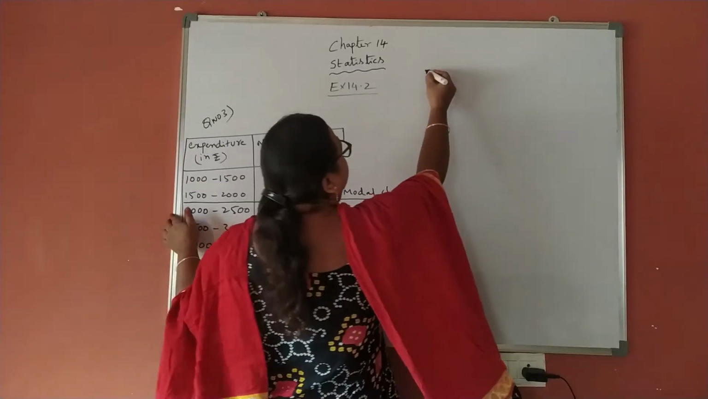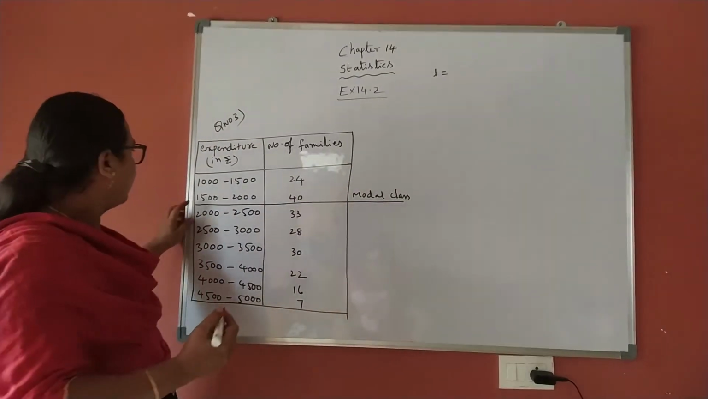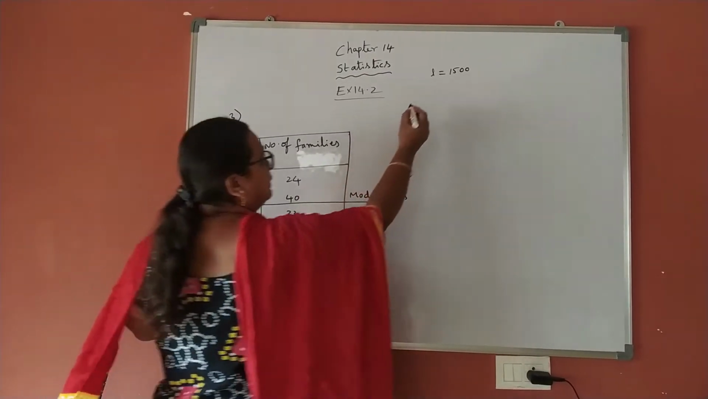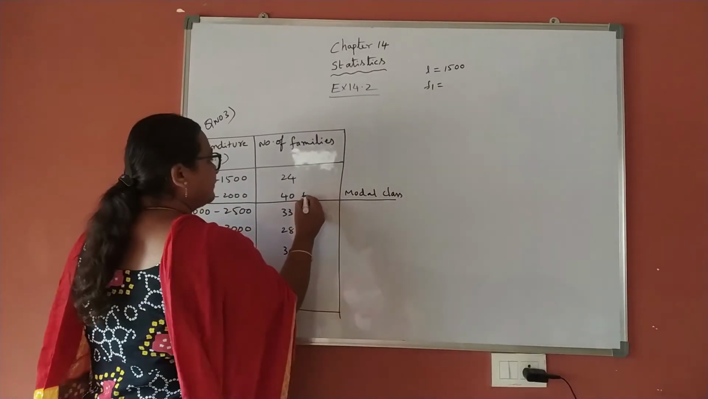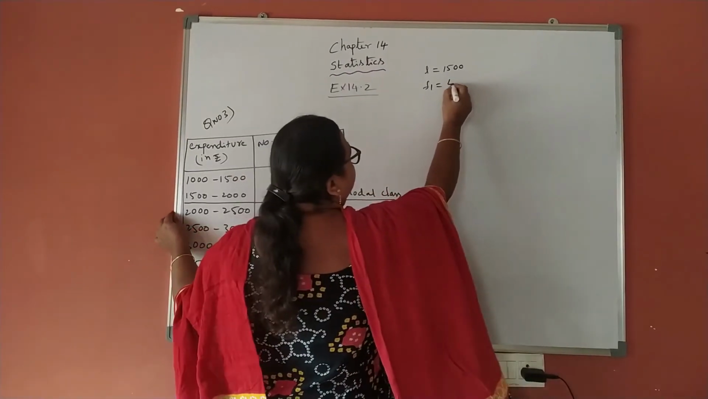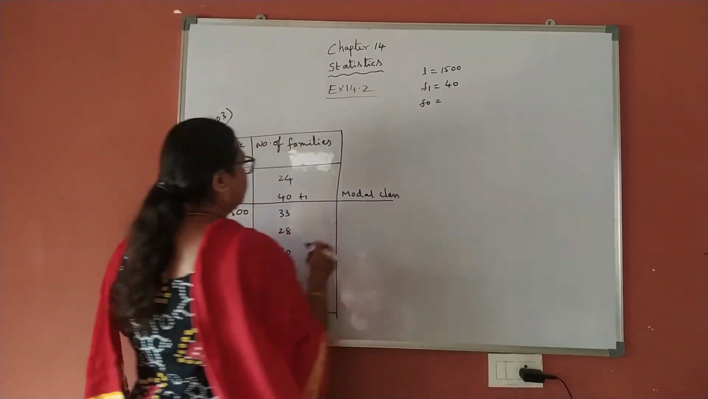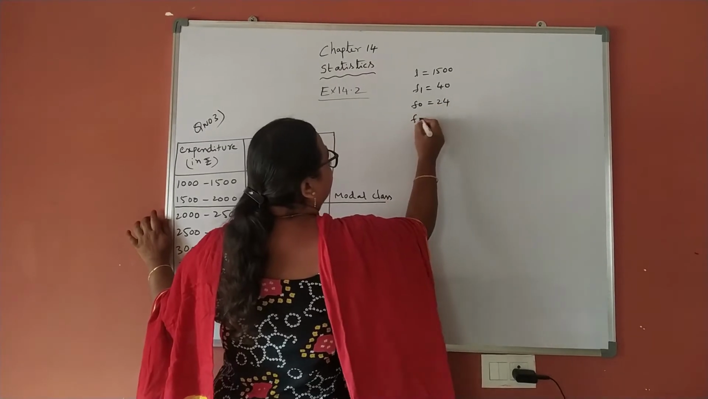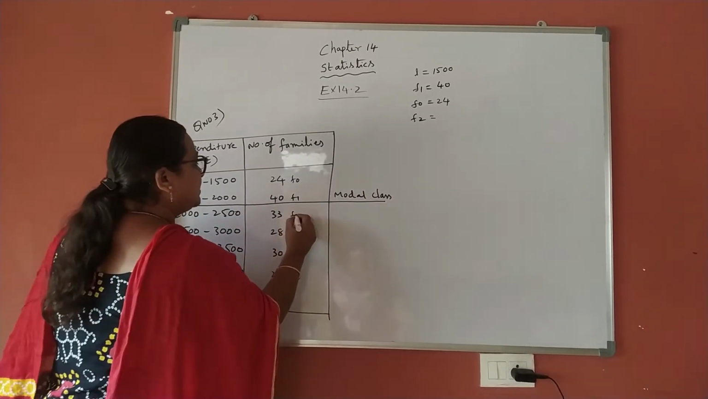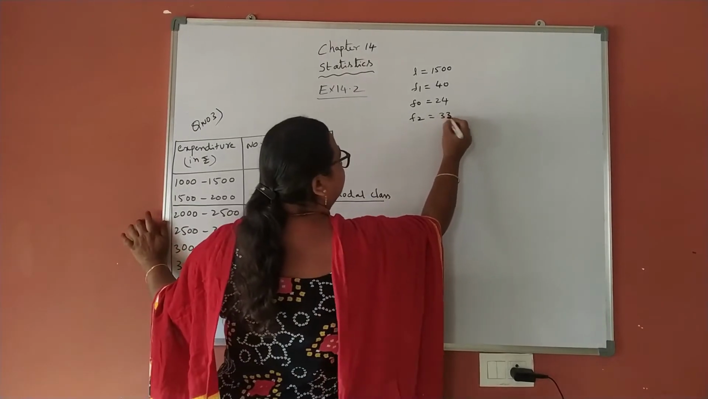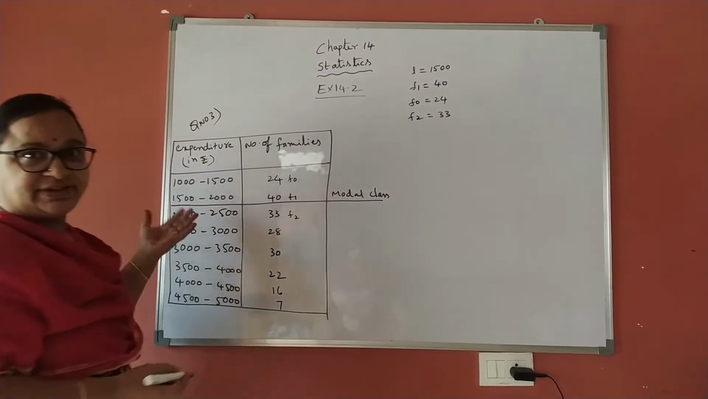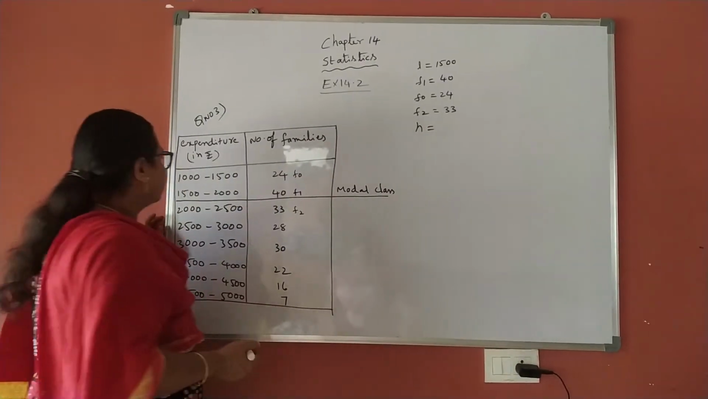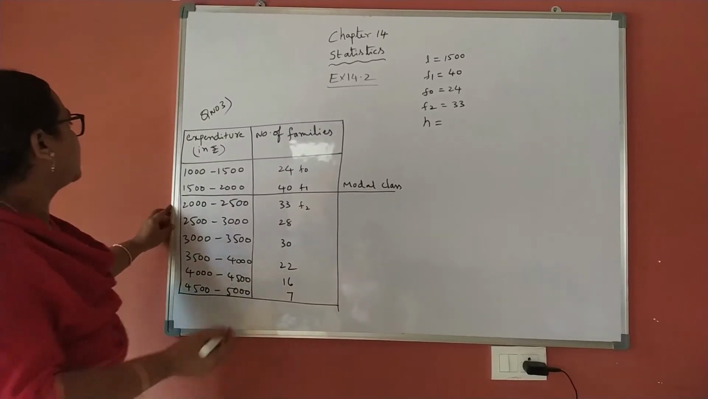Now L, lower limit of the modal class, is 1500. F1, that is the frequency of the modal class, is 40. F0, frequency of the class preceding the modal class, is 24. F2, frequency of the class succeeding the modal class, is 33. And what else do we need here to find mode? H, that is the class size. Class size is here 1500 minus 1000, that is 500.